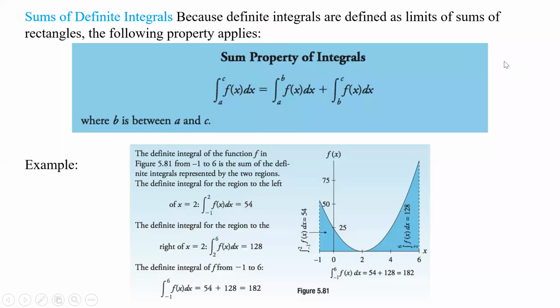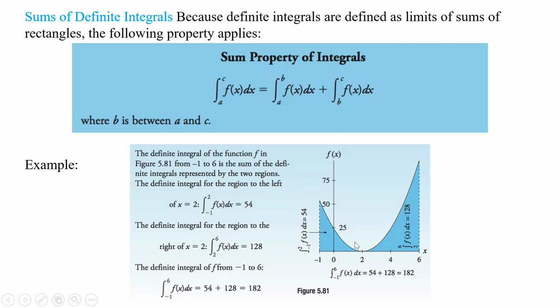All right, what if we have sums of definite integrals? Well, because definite integrals are defined as limits of sums of rectangles, the following property applies, the sum property of integrals. So if we have the integral from a to c of f of x dx, we can break that up into the integral from a to b of f of x dx plus the integral from b to c of f of x dx, where b is some point in between the two.